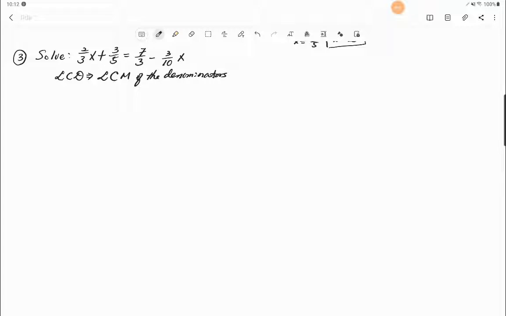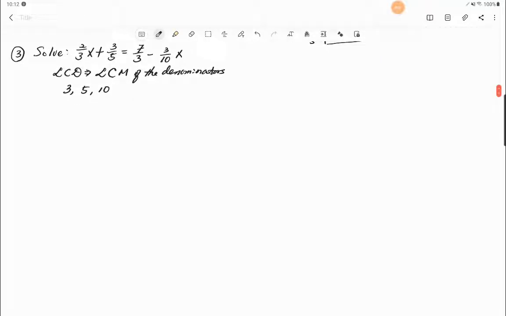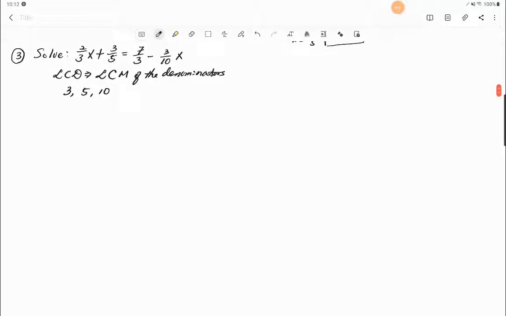So the denominators are 5, 3, and 5, 10, right? 3, 5, 10. So the LCM always comes from, LCM is the common multiple. It's the common multiple of these numbers. So common multiple means the common multiple comes from the largest number. So 10 is the largest number. So let's check whether the other numbers are multiples.